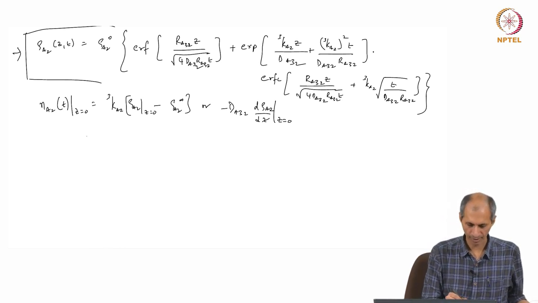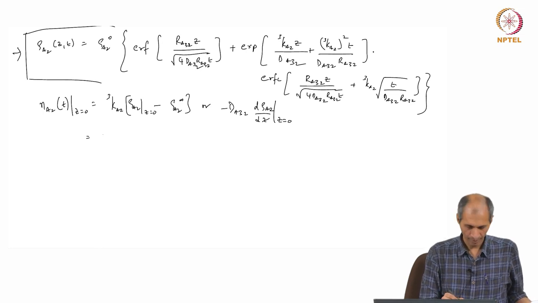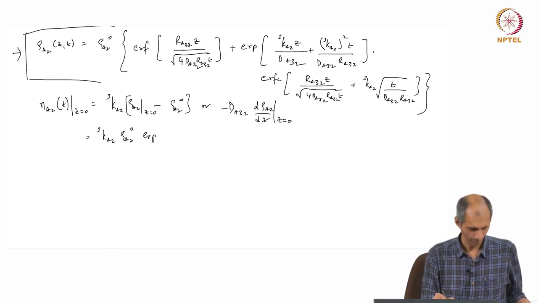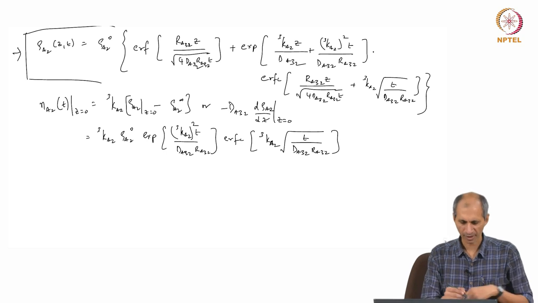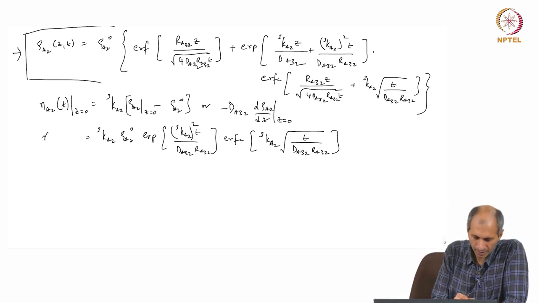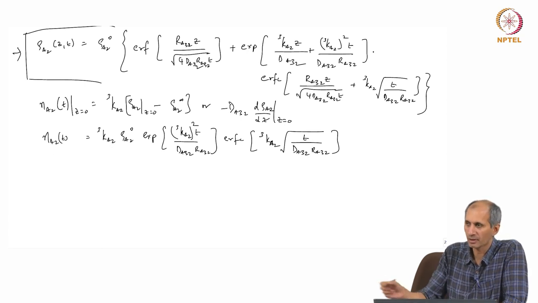Okay. So the flux is given as k23 into rho A20 into exponential of k23 square time divided by dA32 into error function, complementary error function of. We also discussed that we are interested in getting the flux. So this is an unsteady state flux, this is not a constant.